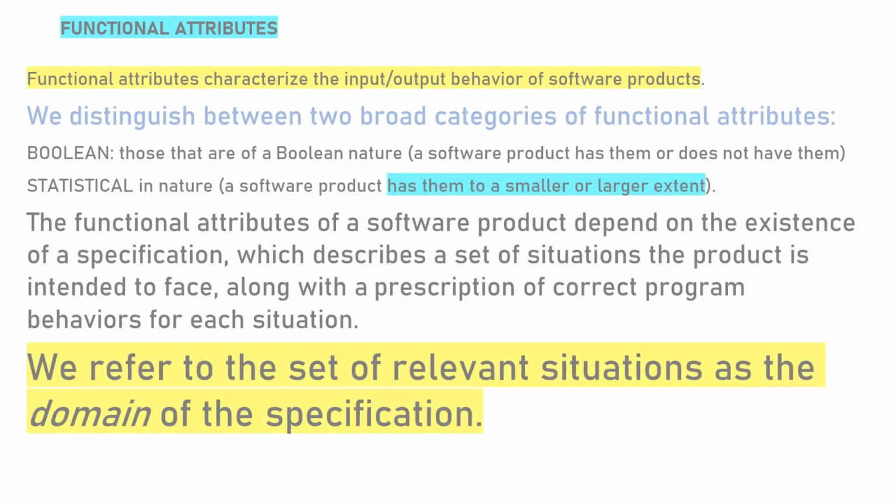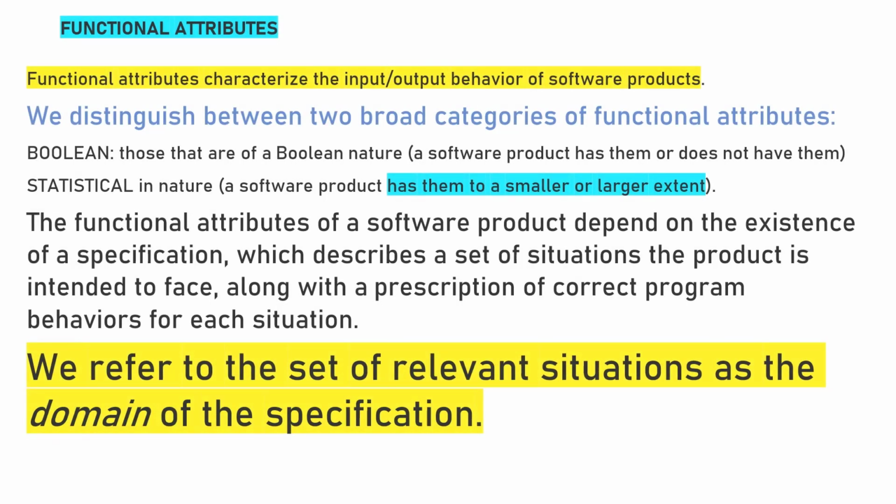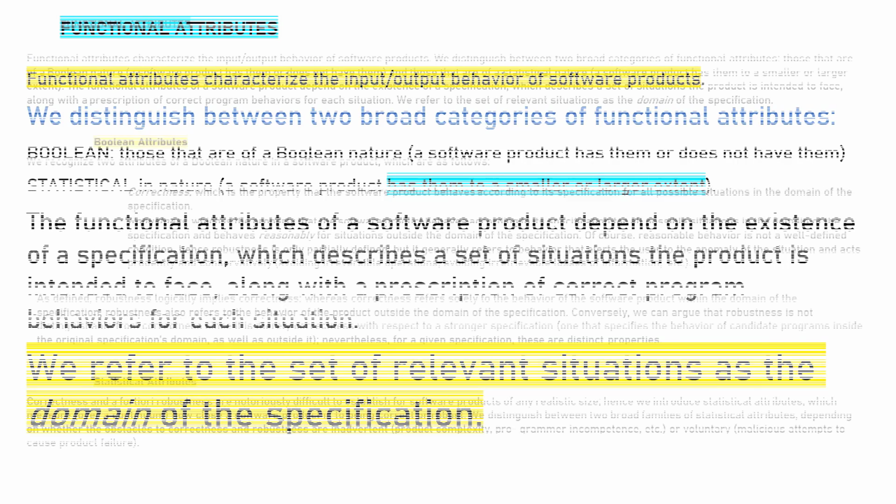Functional attributes characterize the input/output behavior of software products. We distinguish between 2 broad categories of functional attributes: those that are of a Boolean nature, a software product has them or does not have them, and those that are of a statistical nature, a software product has them to a smaller or larger extent. The functional attributes of a software product depend on the existence of a specification, which describes a set of situations the product is intended to face, along with a prescription of correct program behaviors for each situation. We refer to the set of relevant situations as the domain of the specification.